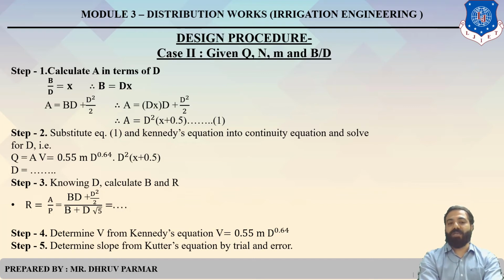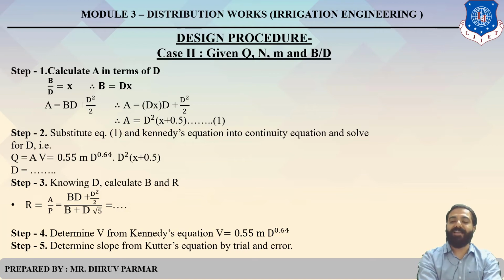Then the next step, step 3: knowing the value of D, according to that we find B and R. So what is the formula of R? R equals A by P, where A is BD plus D square by 2, and P is B plus D under root 5. So we get R. Clear? We have the value of D, so we put it in these equations in the area form. Then step 4: determine Kennedy's velocity, 0.55 m into D raised to 0.64.